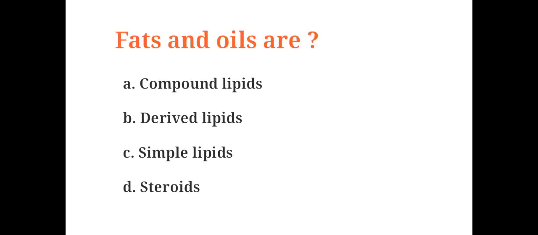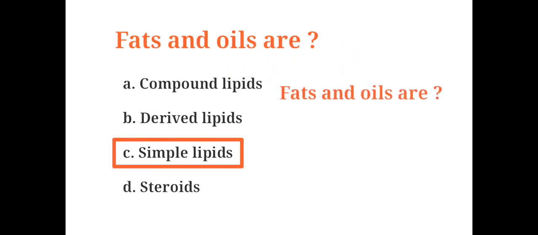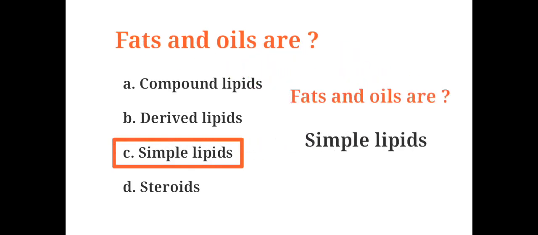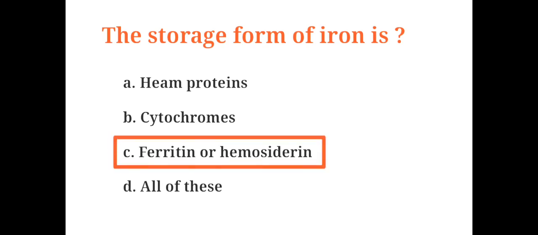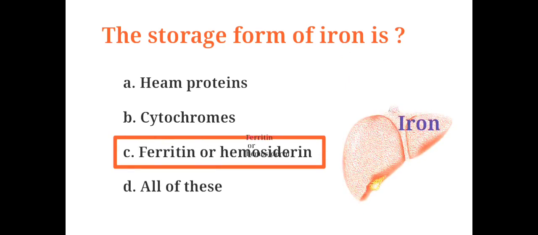Fats and oils are A. Compound lipids, B. Derived lipids, C. Simple lipids, D. Steroids. And the correct answer is C. Simple lipids. Fats and oils are simple lipids. The storage form of iron is A. Heme proteins, B. Cytochromes, C. Ferritin or hemosiderin, D. All of these. And the correct answer is C. Ferritin or hemosiderin. Iron is mostly stored in the liver as ferritin or hemosiderin.